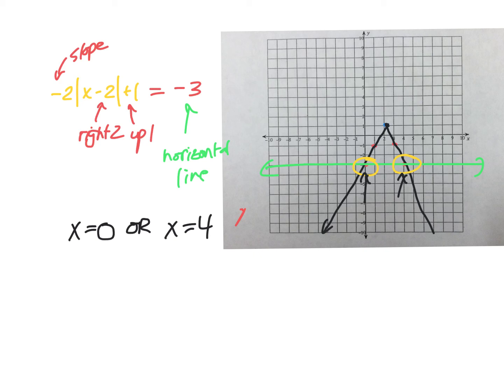Now, what you can do is always go back and plug in and make sure. So I'm going to take 0. 0 minus 2 is negative 2. Absolute value of negative 2 is 2. 2 times negative 2 is negative 4. Negative 4 plus 1 is negative 3. Do 4. 4 minus 2 is 2. 2 times negative 2 is negative 4. Negative 4 plus 1 is negative 3. So both those work. Now, how would you do this using the calculator?